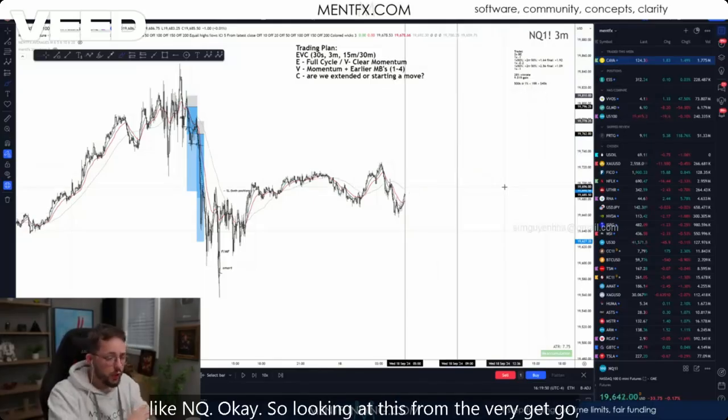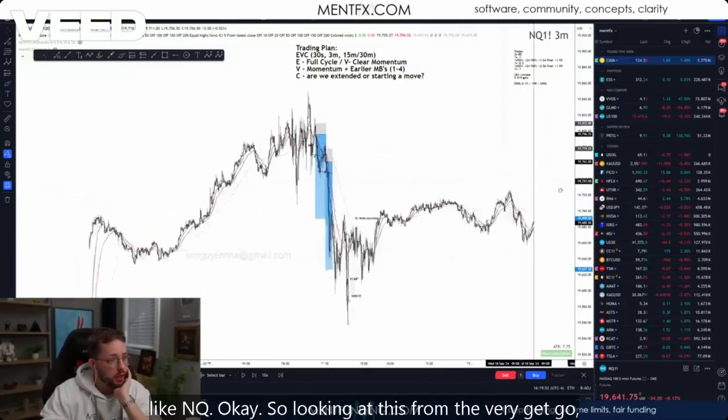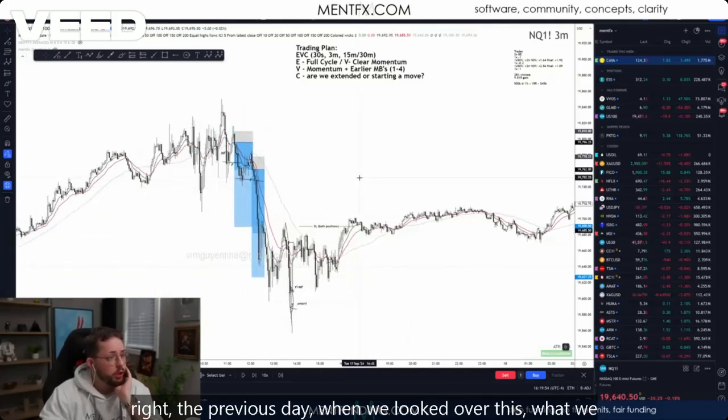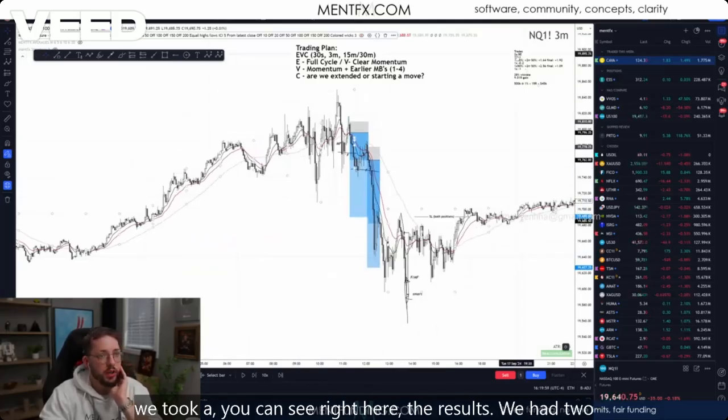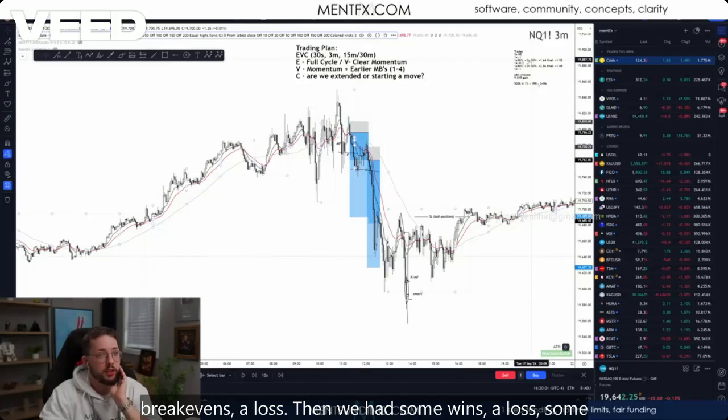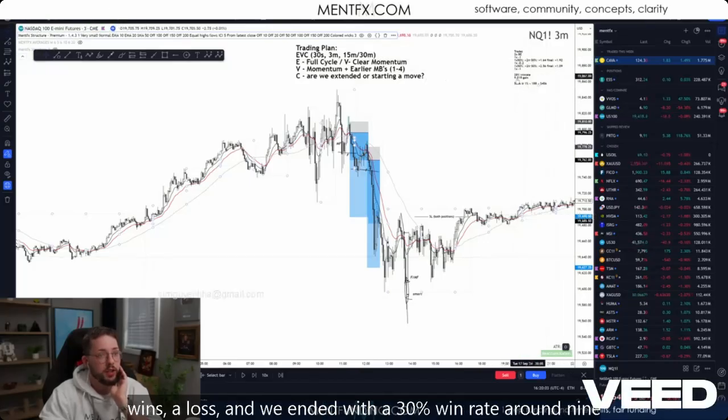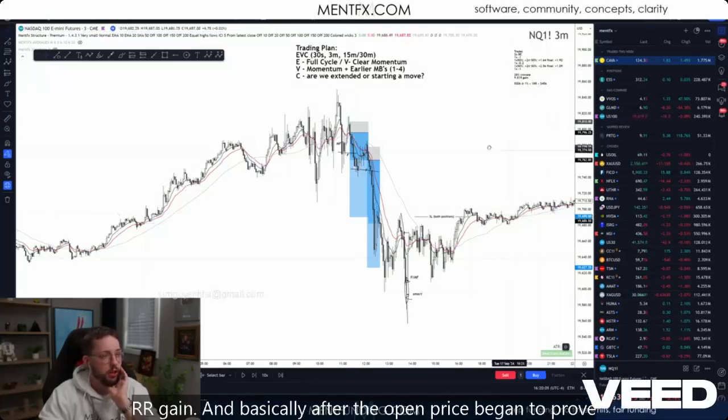Okay, so looking at this from the very get-go, the previous day when we looked over this, what we did is we started trading around these points here. You can see right here the results. We had 2 break-evens, a loss, then we had some wins, a loss, some wins, a loss, and we ended with a 30% win rate, around 9 RR gain.